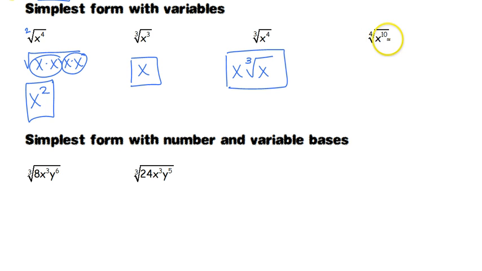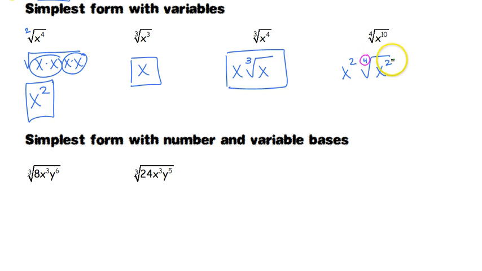And we've got the fourth root of x to the 10th. If we have 10, that means that we have 2 groups of 4, because 4 times 2 is going to give us 8. And if I've taken 8 of them to give me 2 groups on the outside, that's going to leave me with 2 left over on the inside.